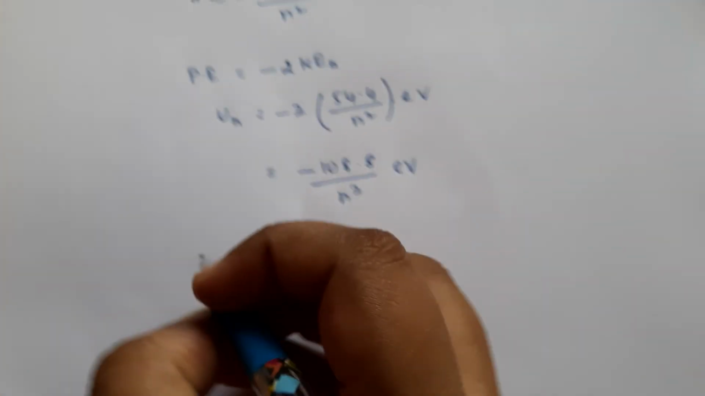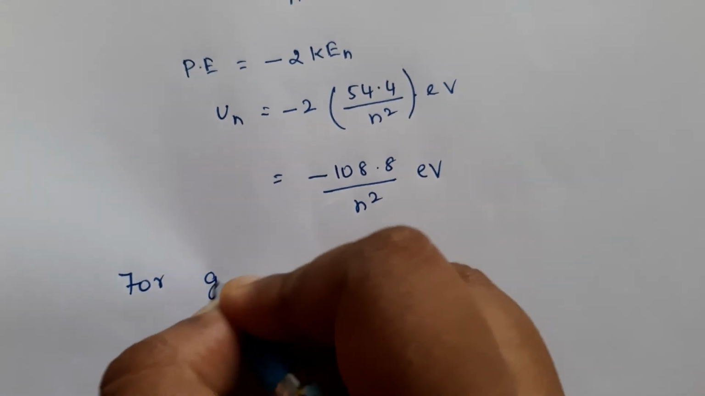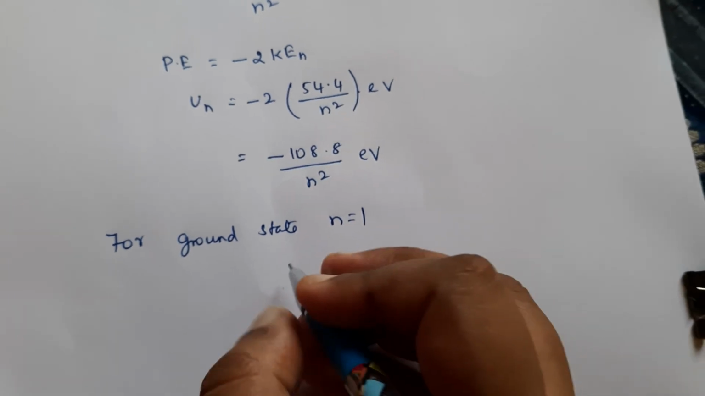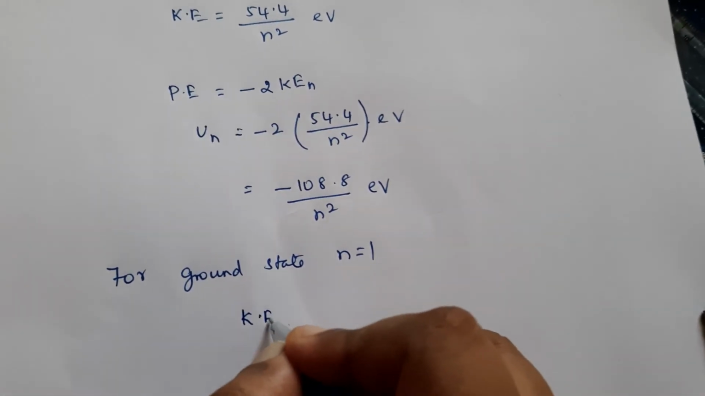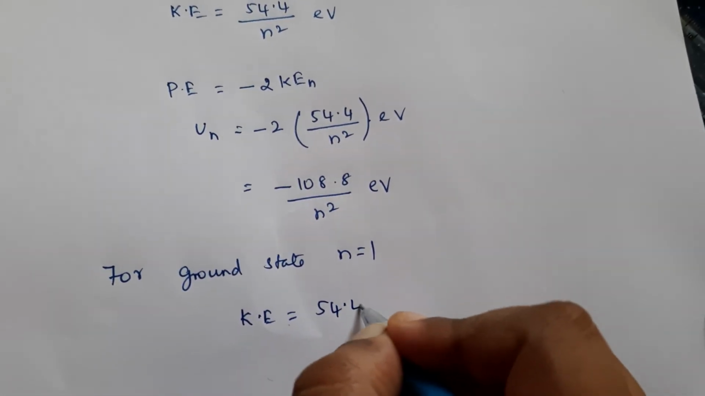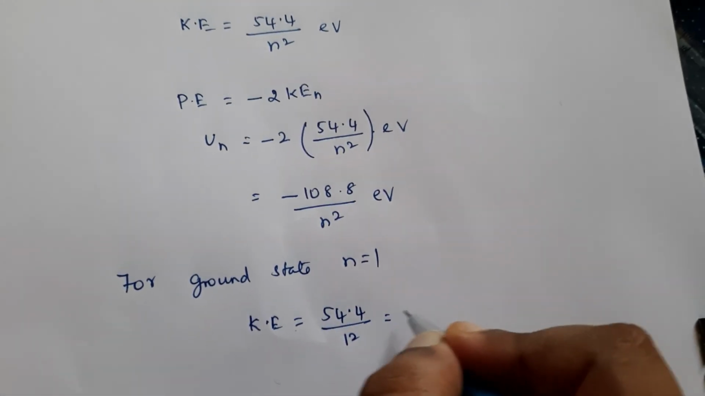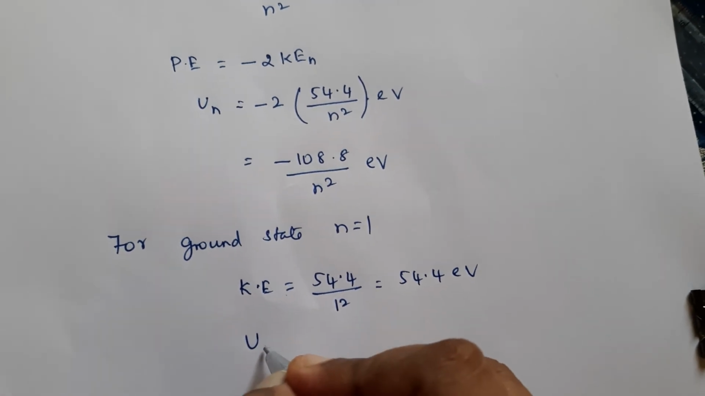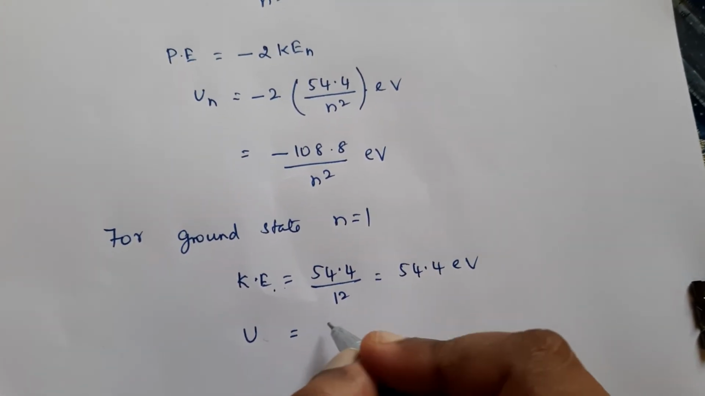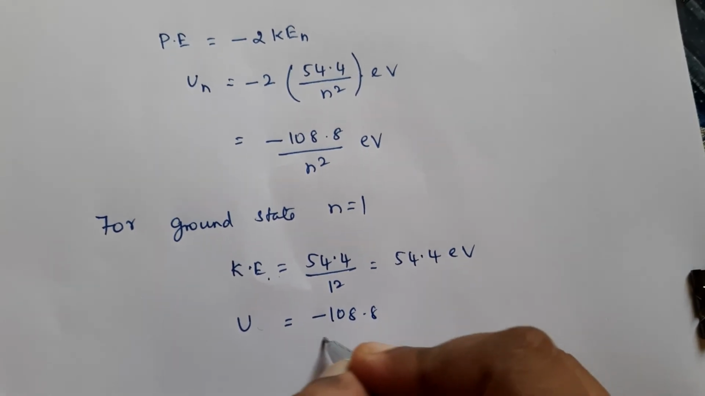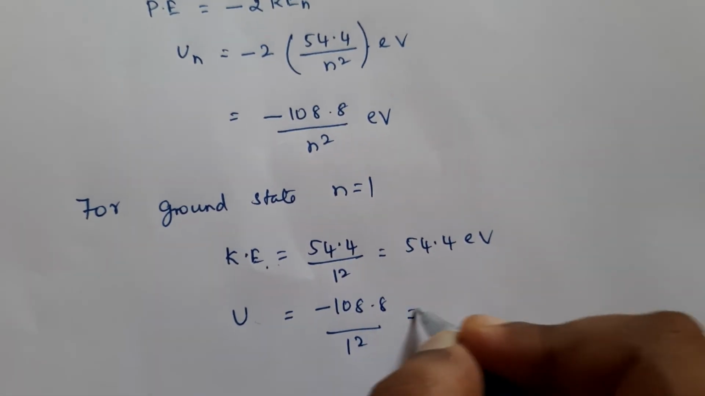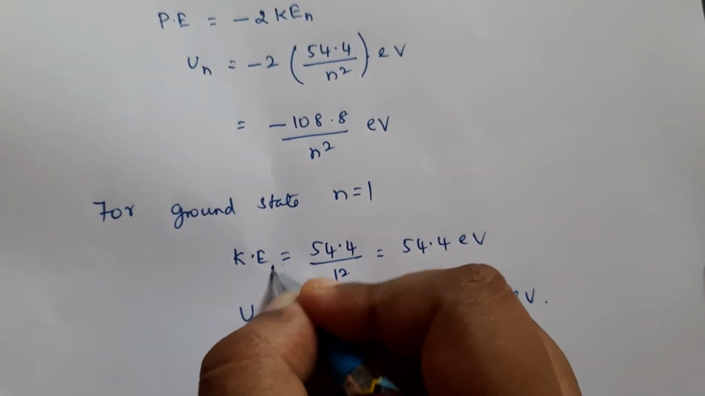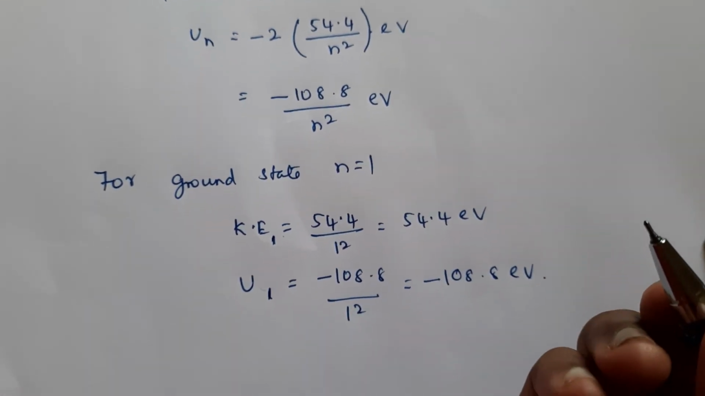Now for the ground state, n is equal to 1. So what is your kinetic energy? Kinetic energy is equal to 54.4 by 1 square, so that is 54.4 electron volt. Potential energy is equal to minus 108.8 by 1 square, that is minus 108.8 electron volt. So this is for the ground state.